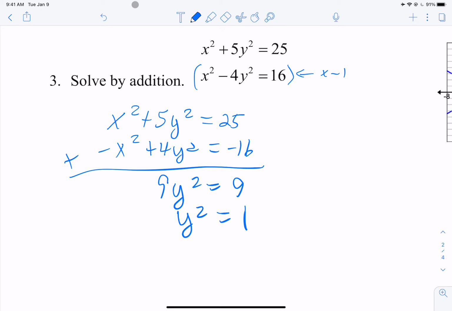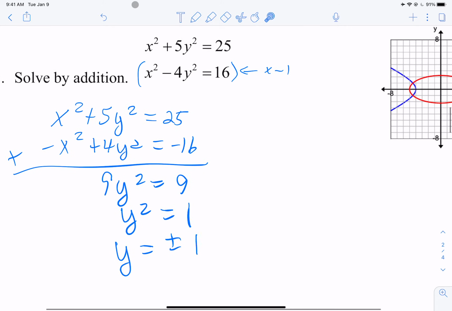Now here's where it gets a little tricky. Anytime we inflict a square root, you have to remember to put a plus or minus in front of whatever you're square rooting. So this is y equals plus or minus 1. So we technically have two y values, or two points that these are going to be crossing at minimum. Okay? So let's take, it doesn't matter which equation, let's go with the top equation. Where the y's are sitting, I'm going to put in a positive one and a negative one. Let's watch what happens.